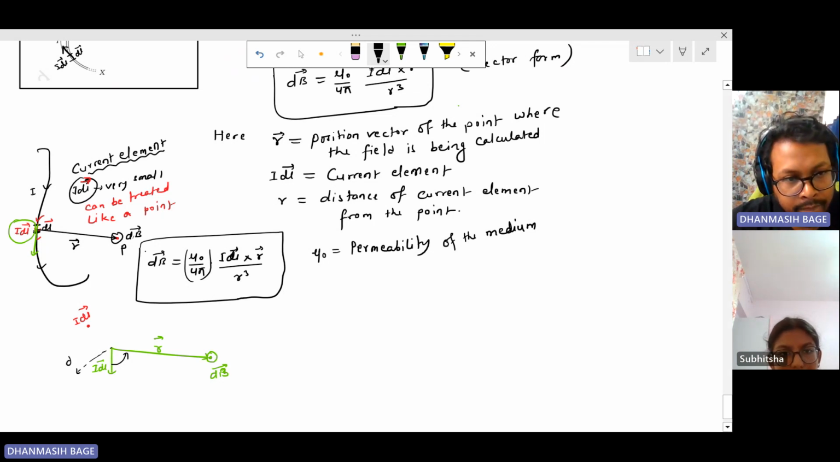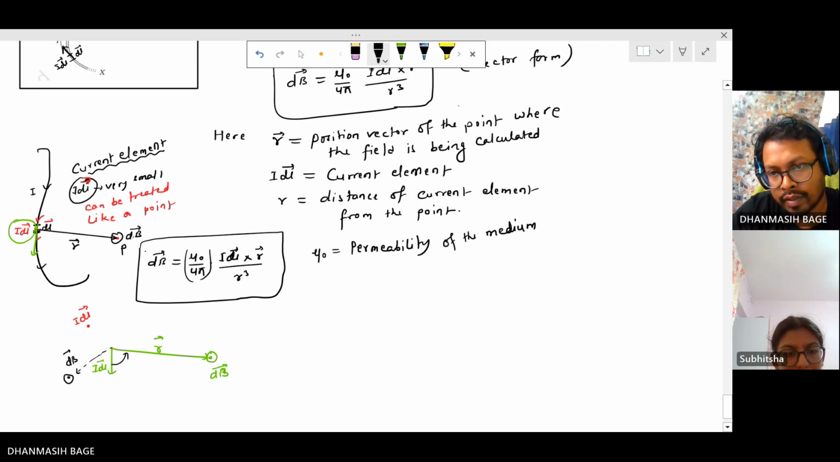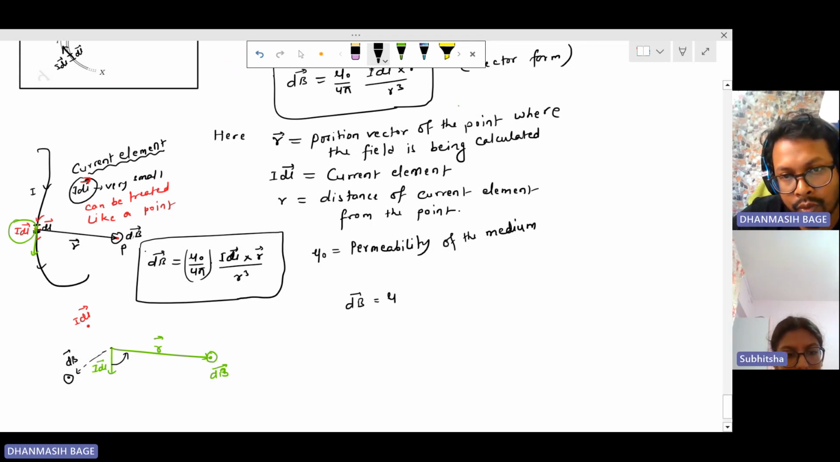This is the dB vector. This is out of the screen. Simple. You got it? So this is the magnetic field due to the current element, not the entire thing. If you want to find out the magnetic field due to the entire current carrying conductor, you have to integrate this. The magnetic field dB vector is equal to mu naught by 4 pi into I dl cross r vector divided by r cube. This is the magnetic field due to the current element.